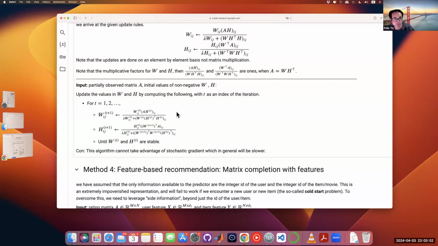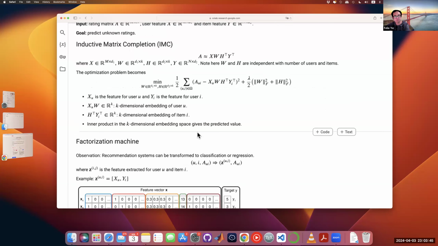But the issue is this algorithm cannot take advantage of stochastic gradient descent. In this case, everything is sequential; you actually need the result of previous steps to get the future values. So you cannot just do everything in parallel, and there's no stochasticity. It's always deterministic. So in general, it will be slower, but you are sure it will be on the non-negative side.